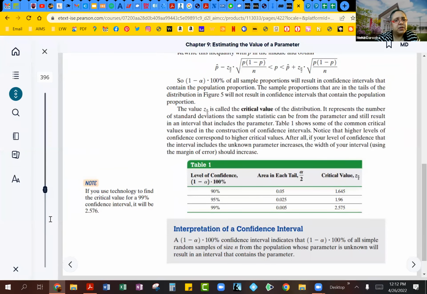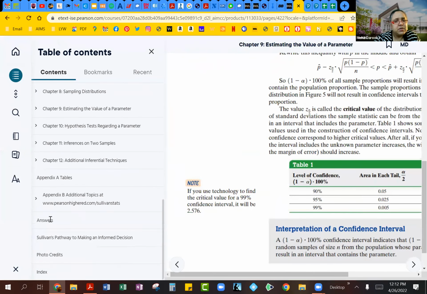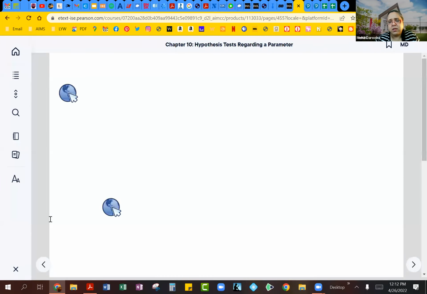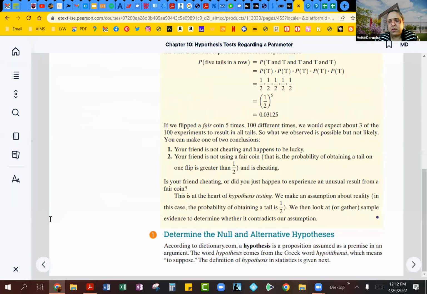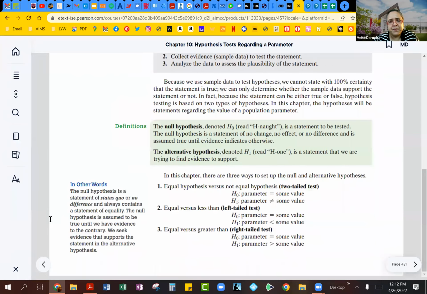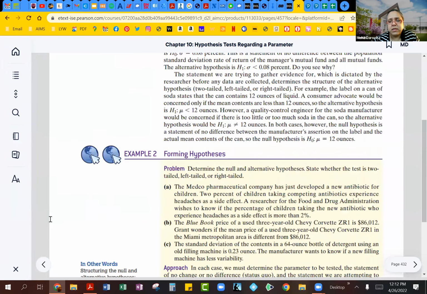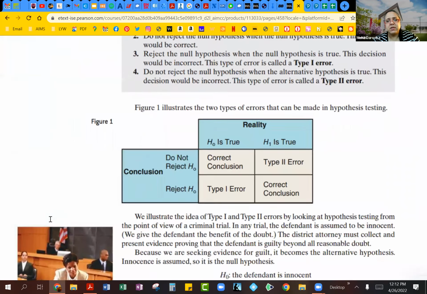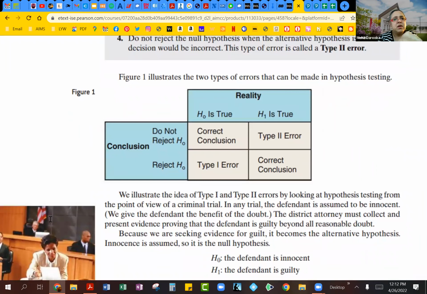And let's see if it will let me show you that, chapter 10, 10.1. Because there's a nice little grid in your textbook over here. Yeah, so you can see here. So when you reject the null hypothesis, when the null hypothesis was actually true, that's when you lead into type 1 error.